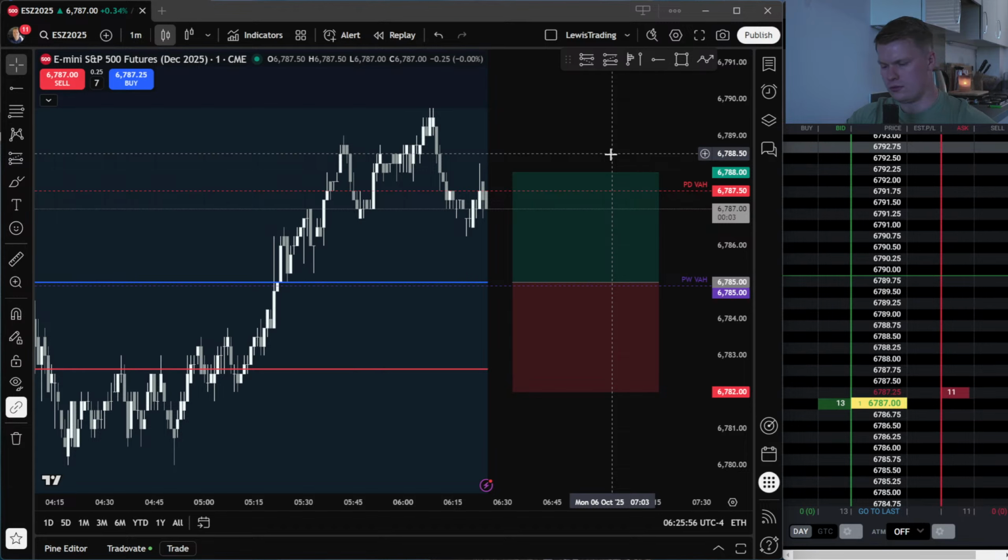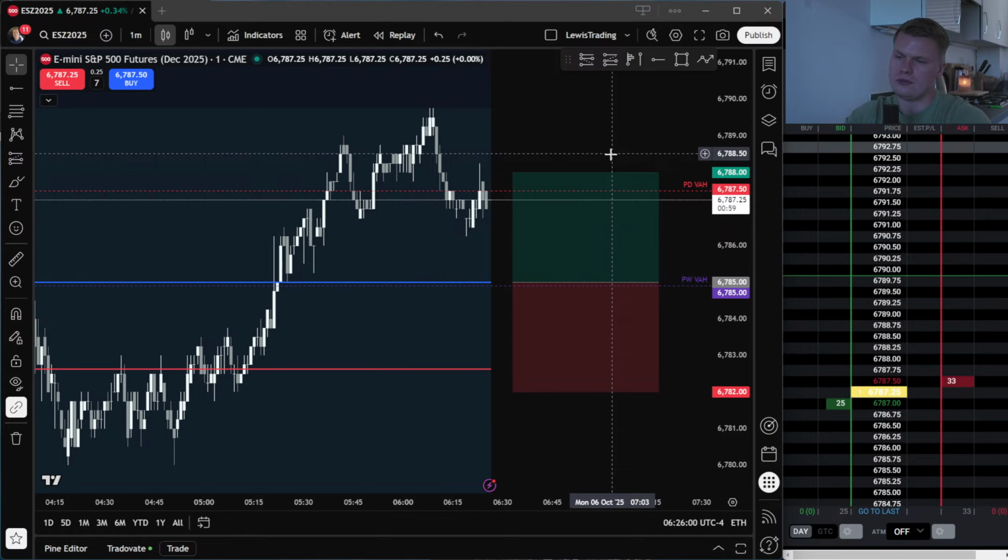So this is futures trading, which is index funds, I believe. So this is the S&P 500.